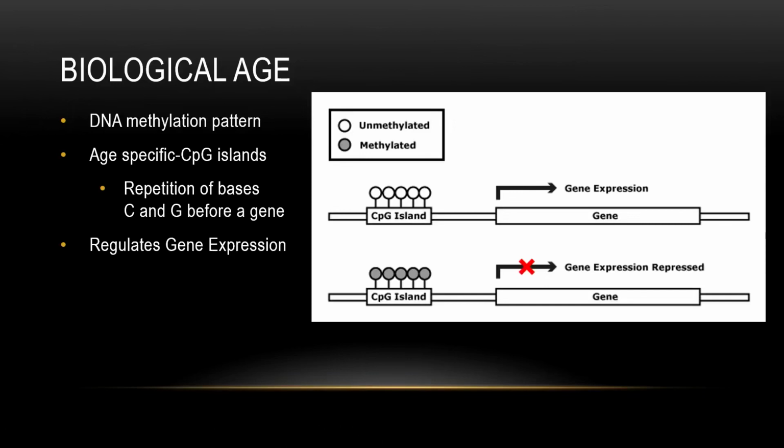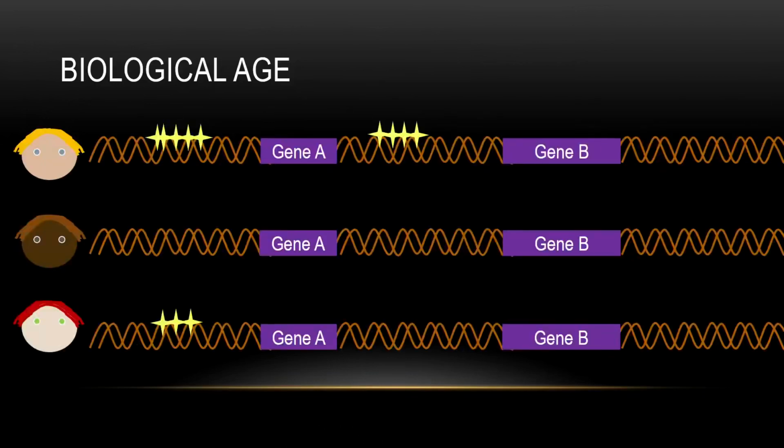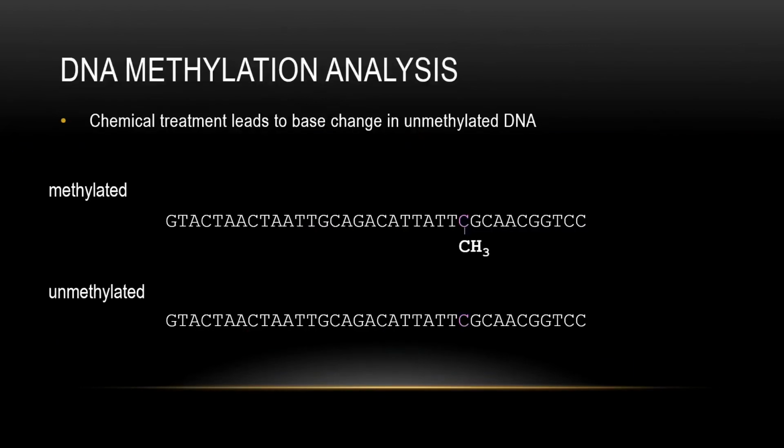And this kind of looks like this: you have, for example, an older person on the top who has methylated CpG islands in front of the genes. However, a younger person in the middle doesn't have age-specific CpG methylation, and a person of intermediate age has just this one methylation.